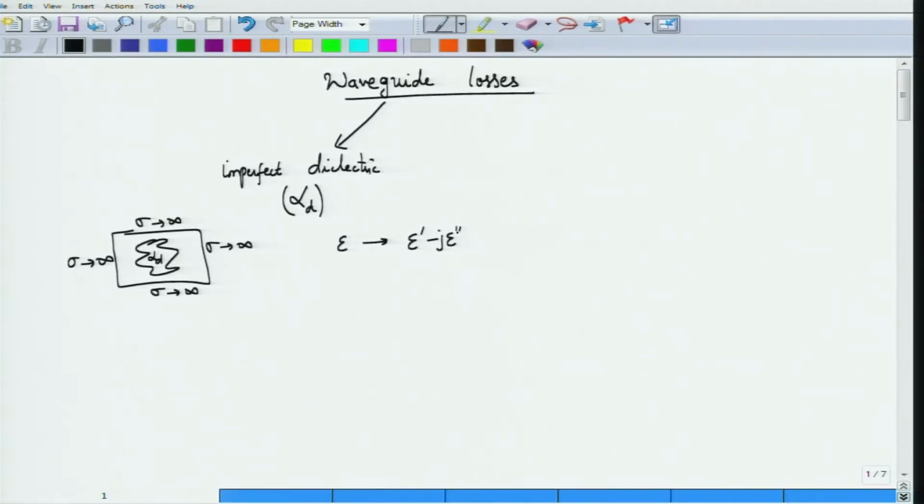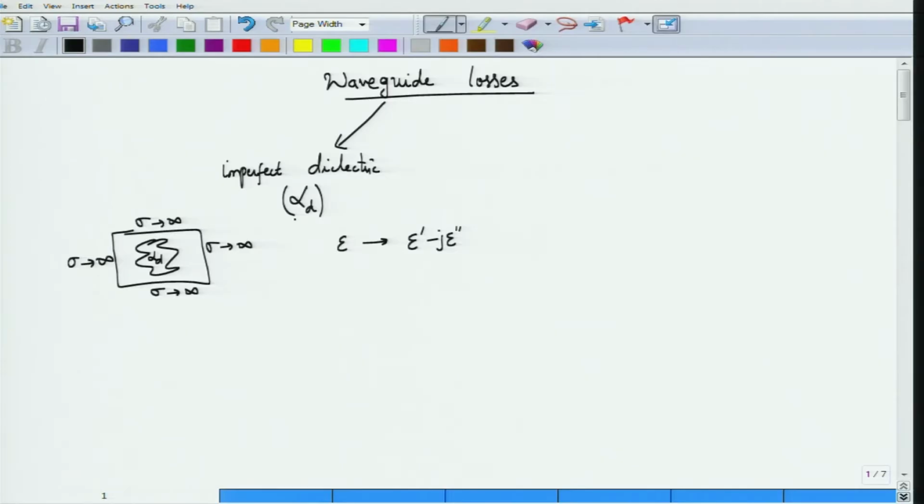Remember, this epsilon prime and epsilon double prime would model the loss tangent. One of them was giving you the conduction current and the other one was giving you the dielectric current. The ratio of these two we called the loss tangent. So in all your formulas, all you have to do is substitute epsilon by this particular complex number. Of course, this complex number depends on frequency, but you already know what frequency you are exciting the waveguide at.